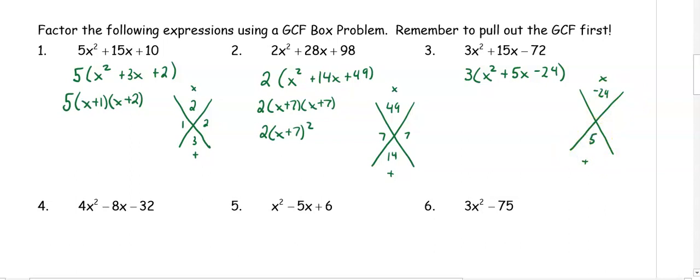So we're looking for two numbers with different signs, one positive and one negative. If we're adding to a positive number, we want our bigger number to be positive. So in this case, we would have 8 and negative 3. So we have 3 times x plus 8 times x minus 3.